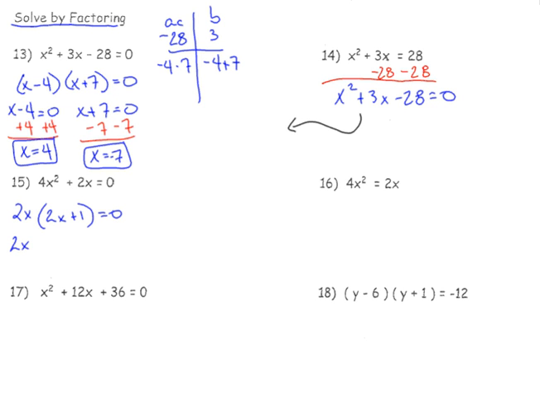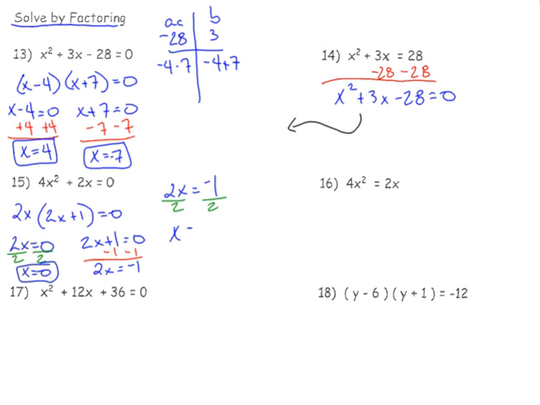I set each factor equal to 0. 2x equals 0. 2x plus 1 equals 0. I now solve for x for each equation. Divide both sides by 2. X equals 0. Here, I subtract 1 from both sides. I have 2x equals negative 1. I divide both sides by 2. X equals negative 1/2.